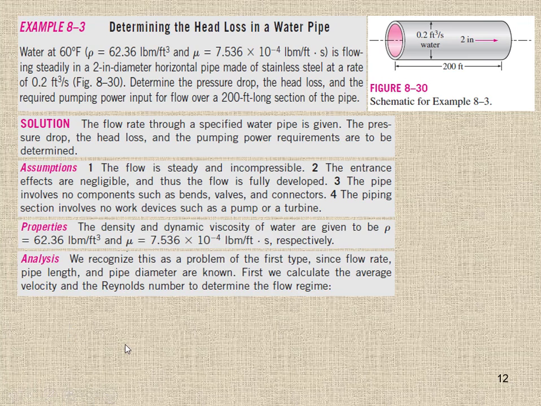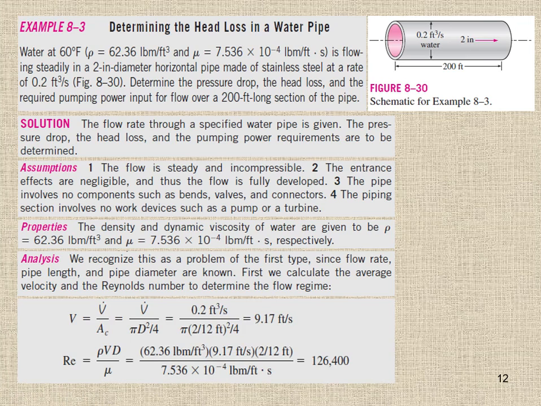Now we have to find out the head loss or the pressure drop. We know the formula, but before applying it, we have to determine whether the flow is laminar or turbulent. So we have to find out the Reynolds number. For the Reynolds number we need rho, V, D and mu. D is given, a 2-inch diameter. Mu is given in the properties of the material. Rho is also given in the properties of the material. The only unknown is velocity.